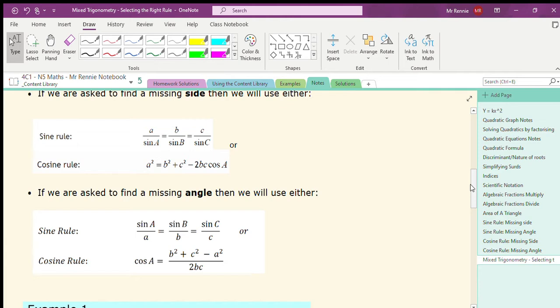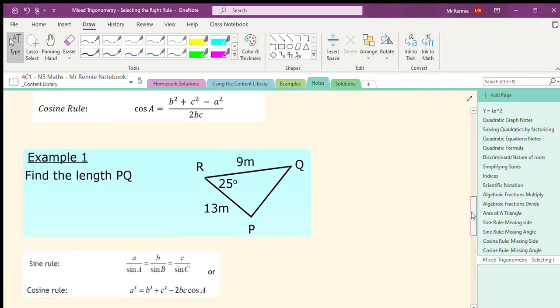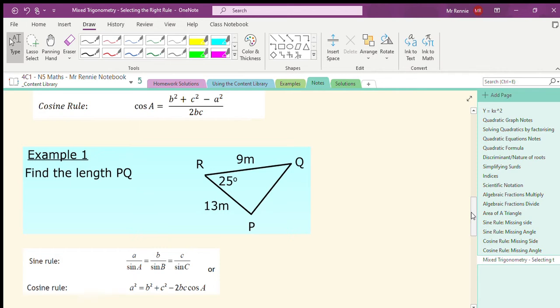We're going to look at a couple of examples to show you. So with trigonometry, the first thing we always do is work out what type of question this is asking us. So this is asking us to find the length of PQ. So it's a missing side question. They want us to find the length.